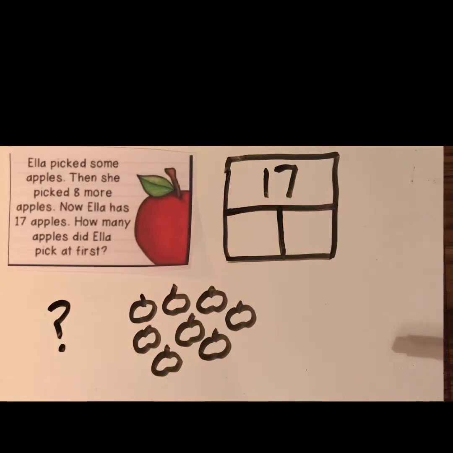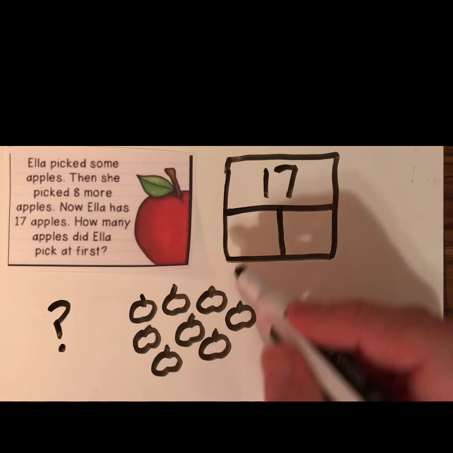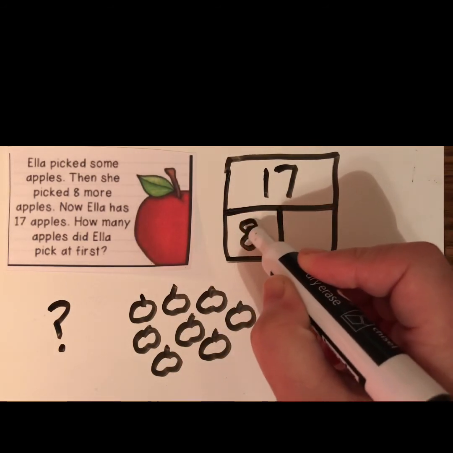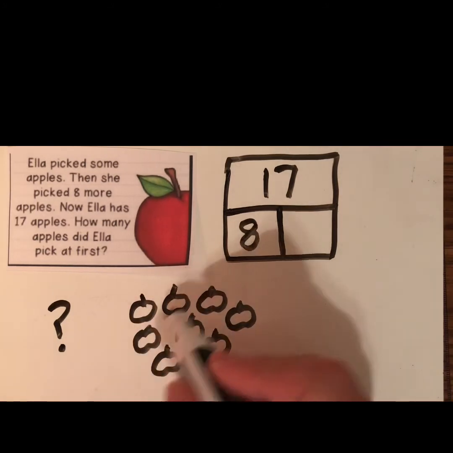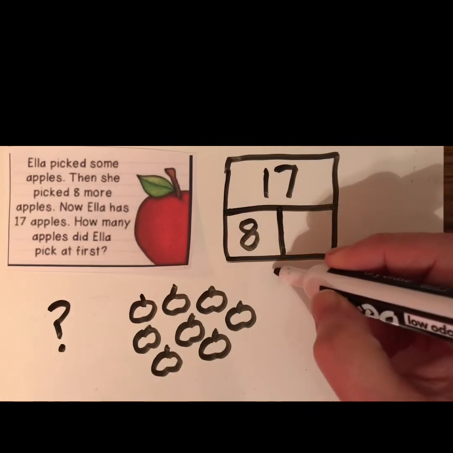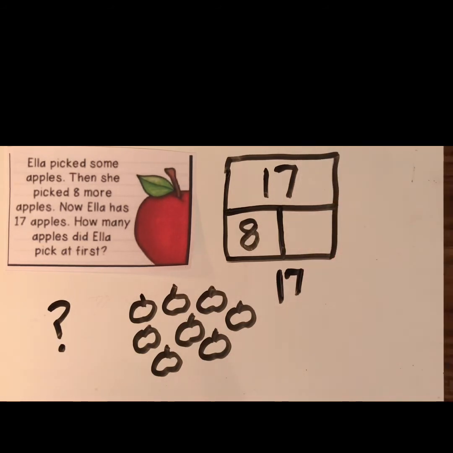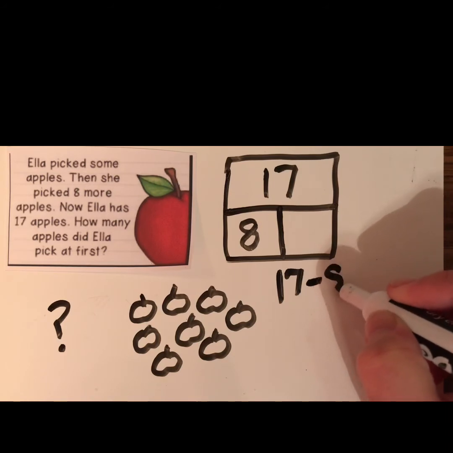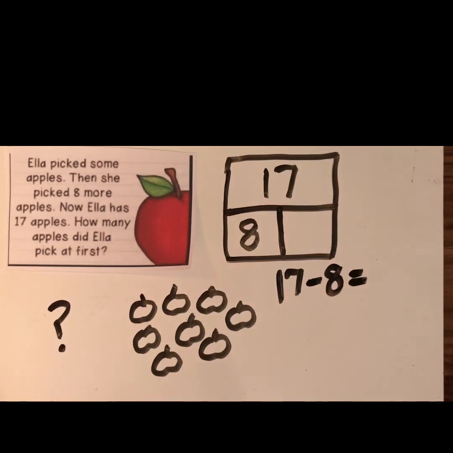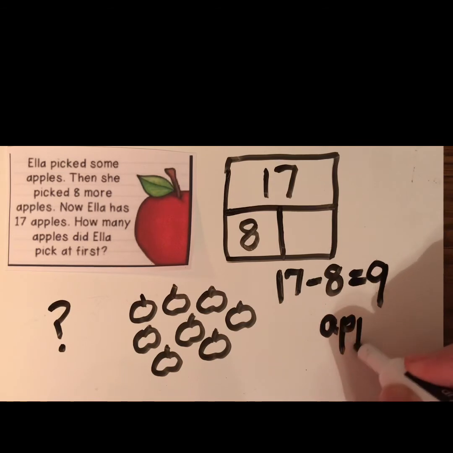She picked some apples. 1, 2, 3, 4, 5, 6, 7, 8. We know one part of the apples that she picked was 8, but we don't know the other part. What can I do if I don't have one of my parts? I have to think about fact families. The largest number, the greatest number, and I subtract the part that I see. How many apples did Ella pick at first? 9 apples.